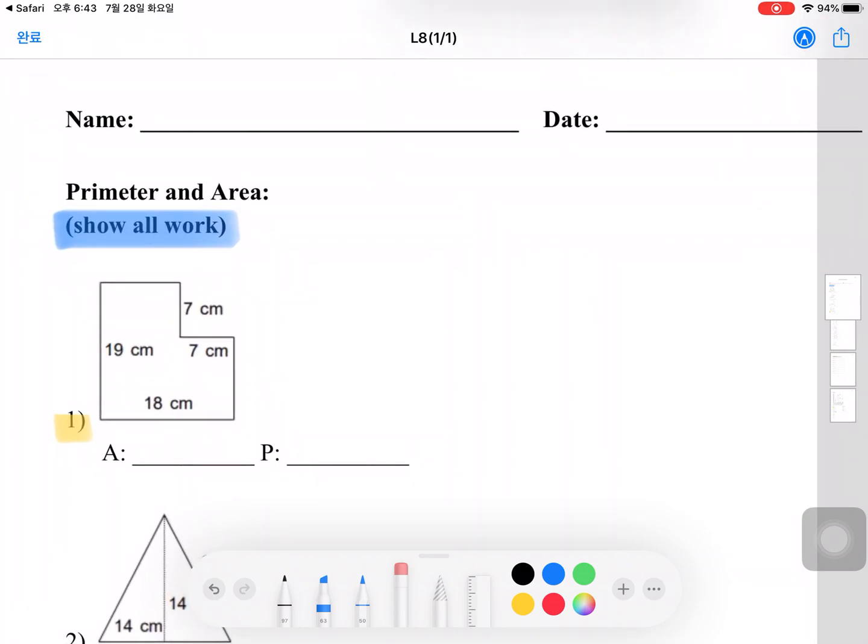Let's find the area first, but in order to find the area, we want to pretend that this side of the rectangle still exists. So later we could subtract the big rectangle and subtract the small one from it to get the area. So first we're going to take these two numbers, 19 centimeters and 18 centimeters, and multiply them, because in order to find area we need to multiply length times width. So 19 times 18.